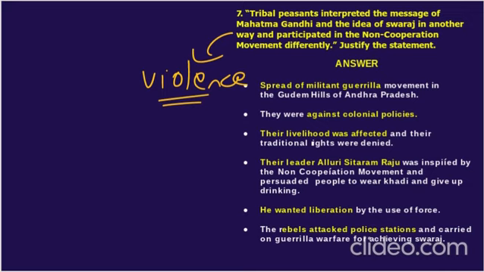The spread of the militant guerrilla movement in the Gudem hills of Andhra Pradesh. In Andhra Pradesh, people started. So these are the reasons. Before that, you should even mention that Mahatma Gandhi's idea for Swaraj in the non-cooperation movement was silent protest, ahimsa, but people interpreted it as violence. Some people, the tribal peasants, interpreted it as violence. So the militant guerrilla movements were in the Gudem hills of Andhra Pradesh.